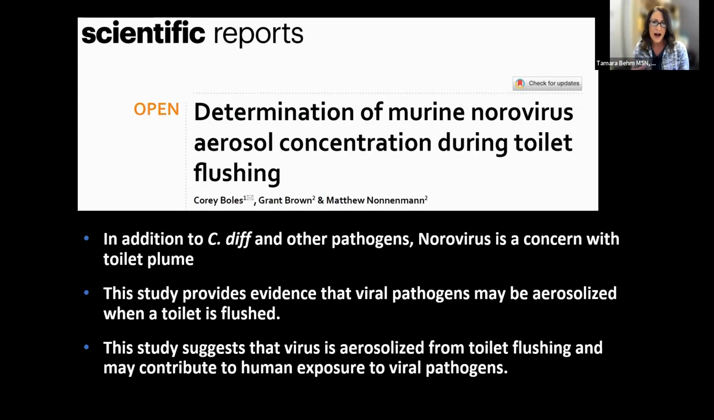So the study above that we're talking about here, when you think about those pathogens, that study found about the same type of issue, that flushing suggests that viral pathogens, such as norovirus, can contribute to human exposures.